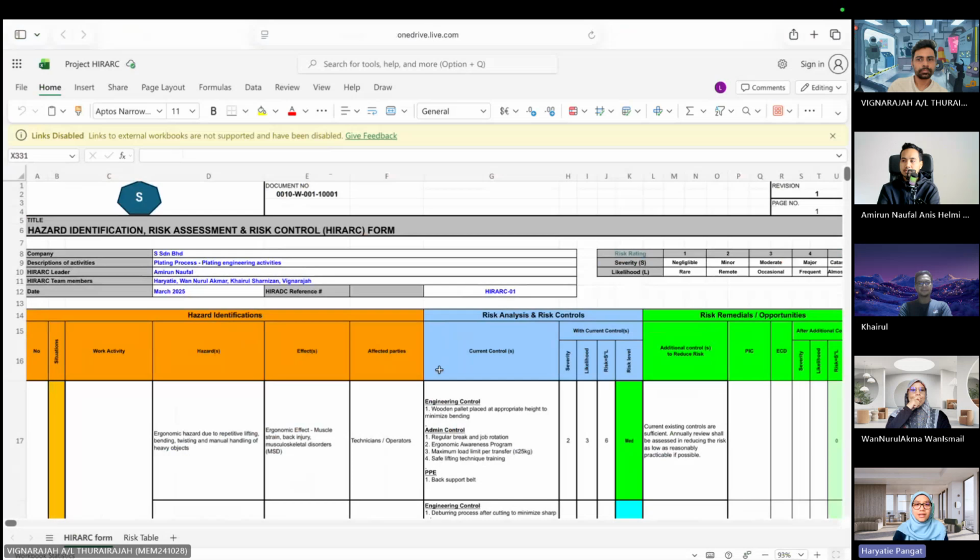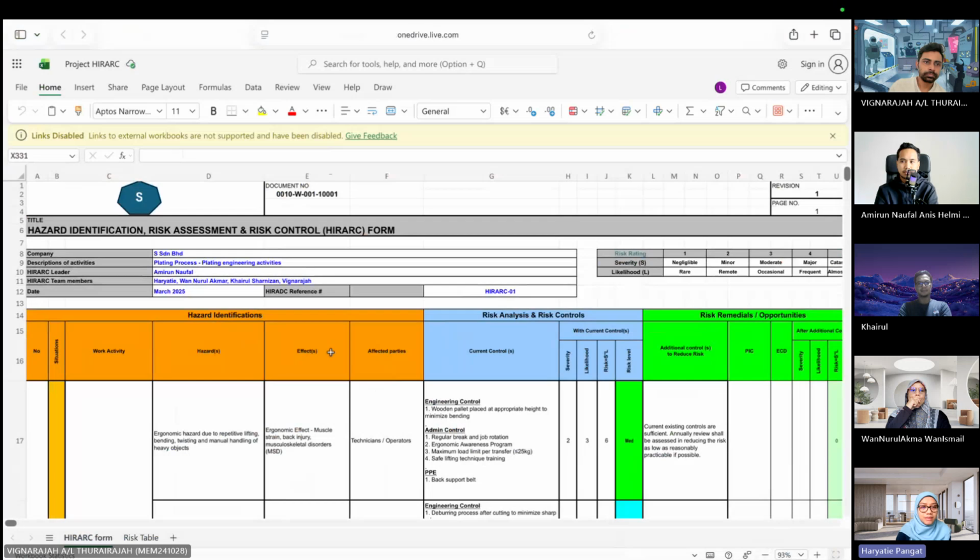This HIREC form shows the HIREC assessment conducted for the plating process. The purpose of HIREC is to systematically identify the workplace hazards, assess the associated risks, and implement effective controls to prevent injuries and occupational illness. So this is the example.